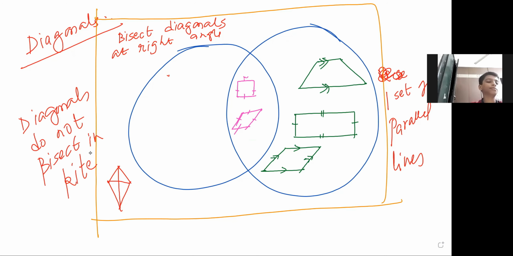They are at right angles, but they do not bisect. So they will remain outside. You see how we have sorted out our learnings today, correct? So like this, you could remember the properties or practice with it when you do such things, correct? So this is called a Venn diagram, correct?